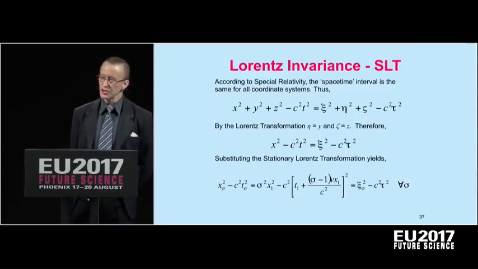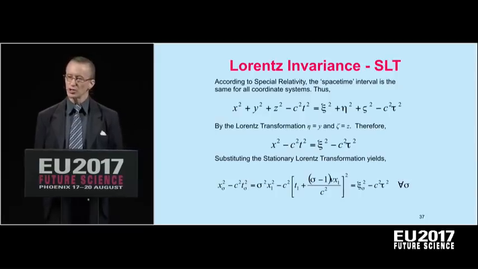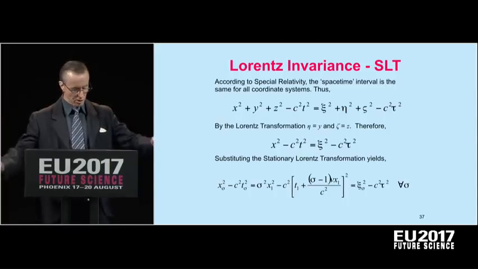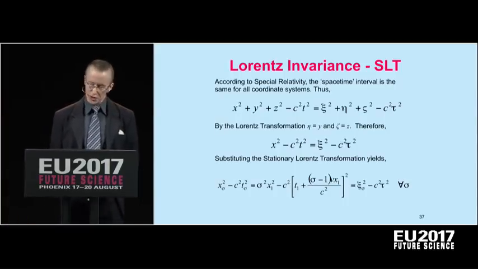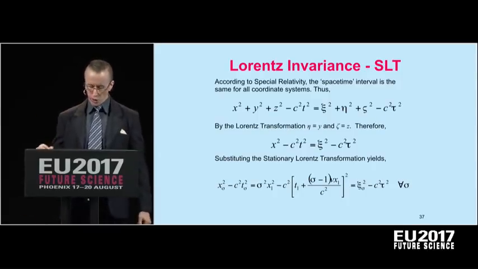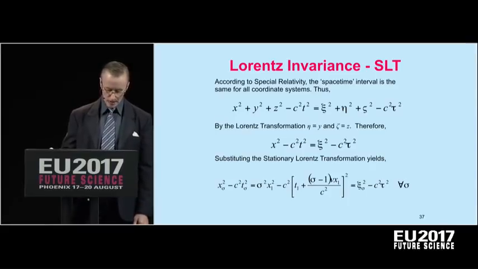But by the Lorentz transformation, y and z don't appear, they're 0, because everything's moving along the x-axis. So we can make that 0, and we can therefore reduce the equation to a simpler one. x squared minus c squared t squared is equal to xi squared minus c squared tau squared. But if we substitute now the findings of the previous slides for the stationary system, we get this complicated expression.